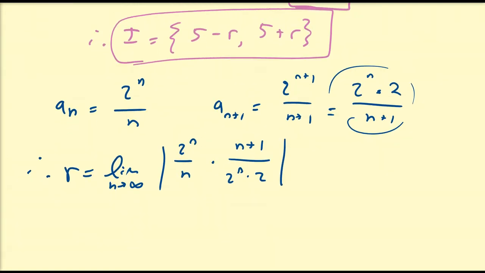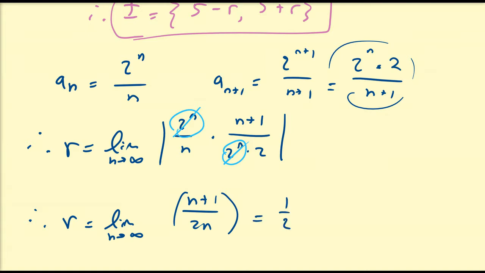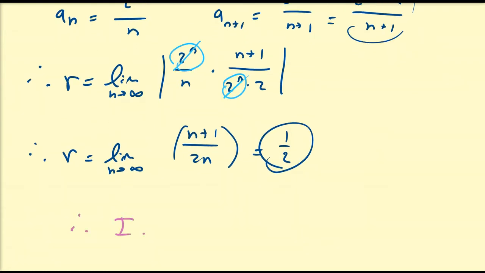As n is arbitrarily positive, all the terms, including n and n plus 1, are also positive as well. So the absolute value bars can be removed. We have 2 to the n, 2 to the n, those will cancel. So we have that r is going to be equal to the limit as n goes to infinity of n plus 1 all over 2n. By L'Hopital's rule, one can verify that this is going to be equal to 1/2. So that means the interval of convergence is going to be (a minus 1/2, a plus 1/2).